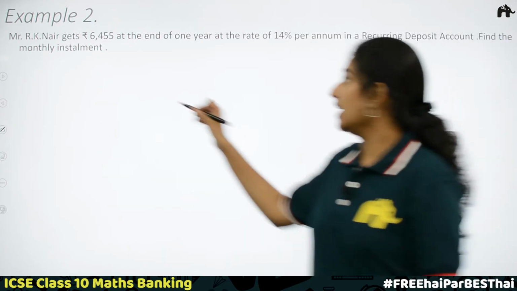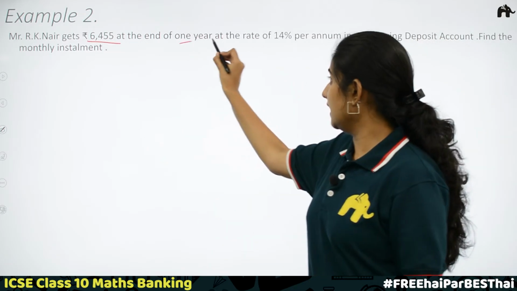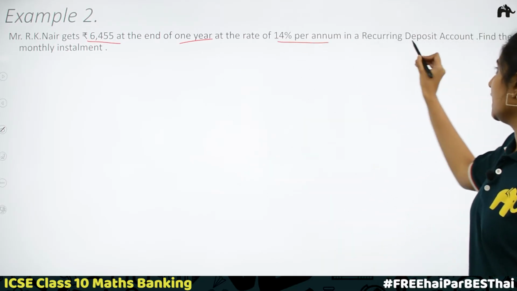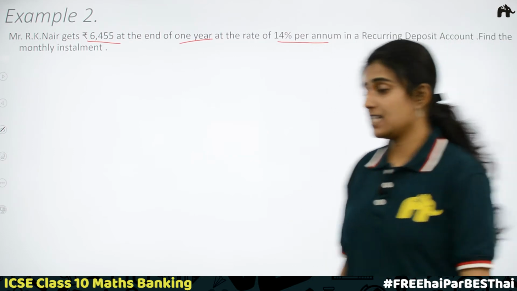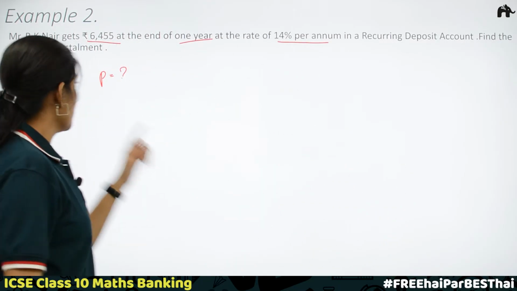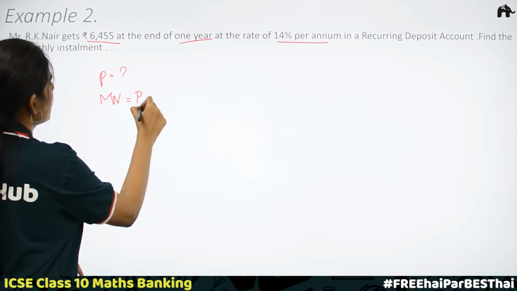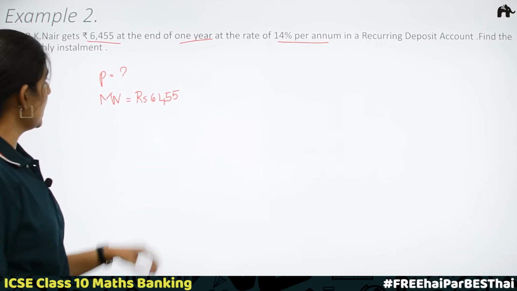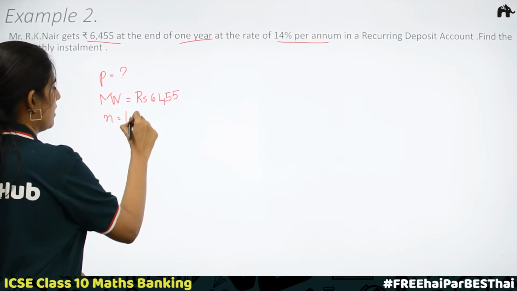Mr. R.K. Nair gets rupees 6,455 at the end of 1 year at the rate of 14% per annum in a recurring deposit account. Find the monthly installment. Here we have to find the monthly installment. That is the P value we need to determine in this question. Maturity value is given. Maturity value, here it is equal to rupees 6,455. What else is given? Yes, the N value is given. N is equal to 1 year.